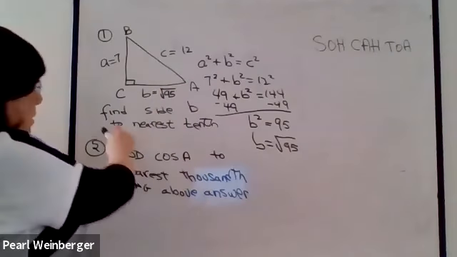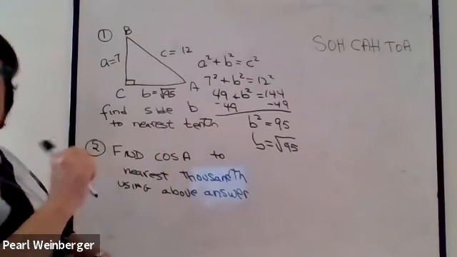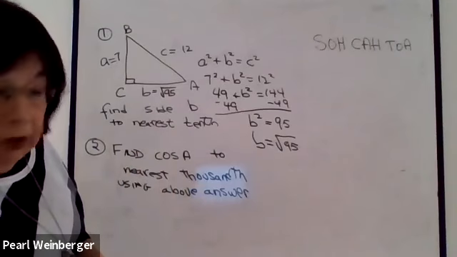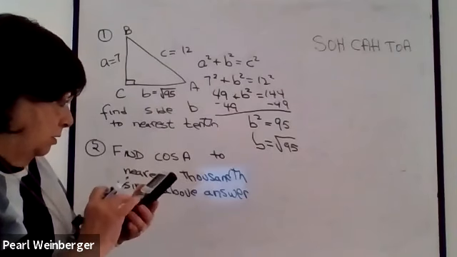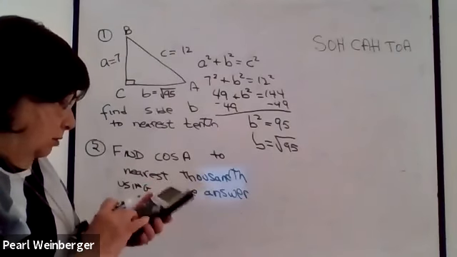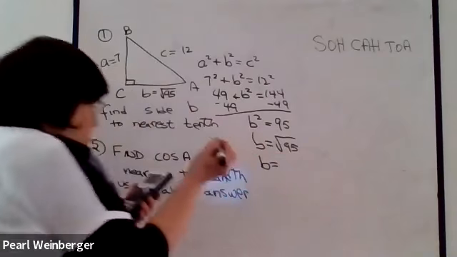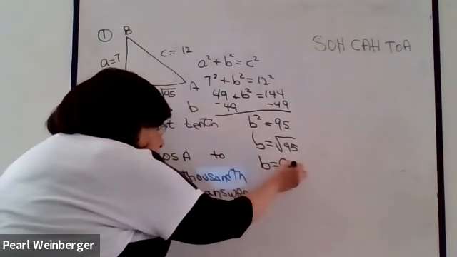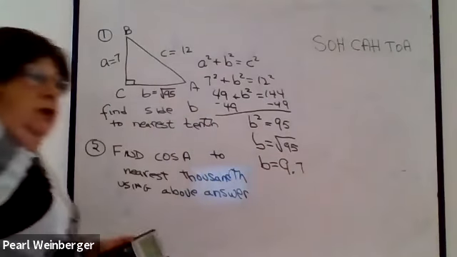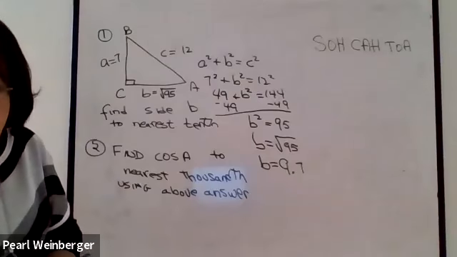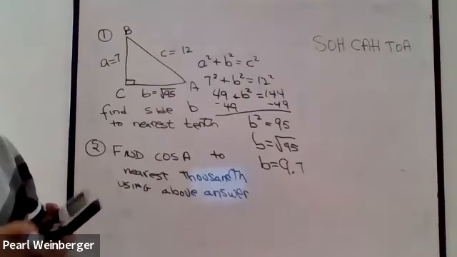But actually, it said find side B to the nearest tenth. That means we want it in decimal form. So I'll go on my calculator and I'll do the square root. I hope everybody knows how to use the square root button on their calculator. And the square root of 95 to the nearest tenth is 9.7, because the number after the 7 is a 4. If the number is less than 5, then we do not increase it. So B is 9.7 to the nearest tenth.